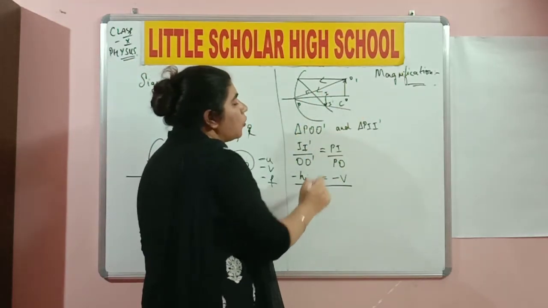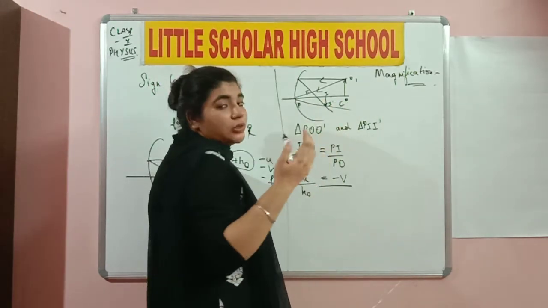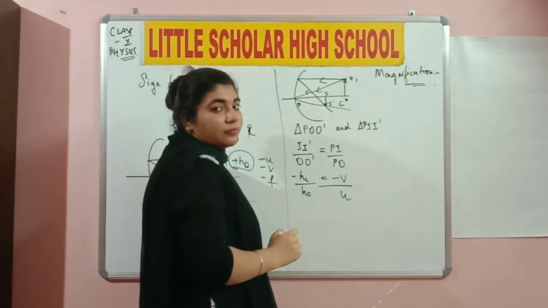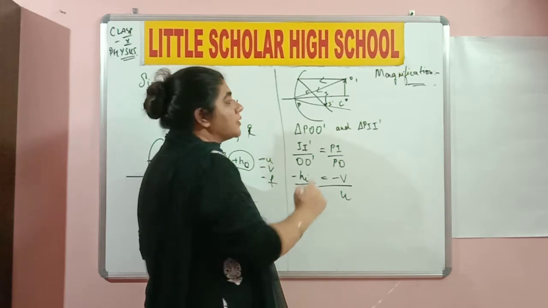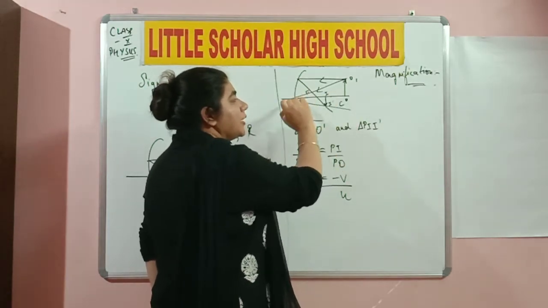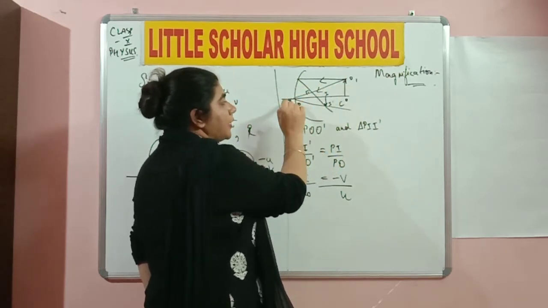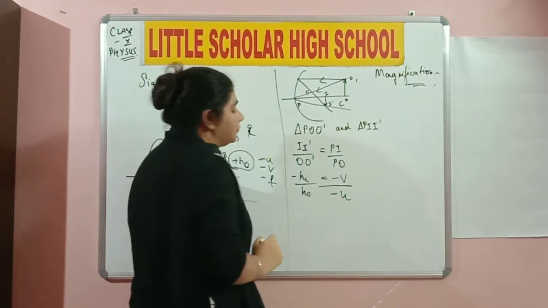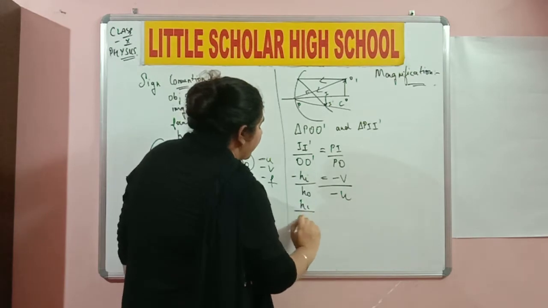What about PO over here? The distance between P and O is nothing but the object distance, class. How do I write it? As U. What am I missing? The sign. What sign am I going to write? Plus or minus? I'm going to write minus again because I'm going against the direction of incident light. This is the direction of incident light and I'm measuring from pole to the object. So I write minus U. Okay with everyone?